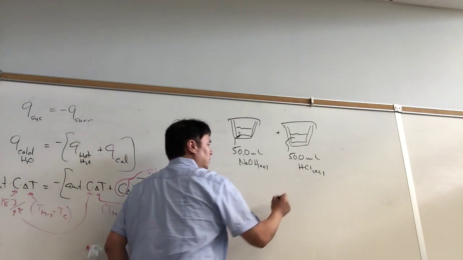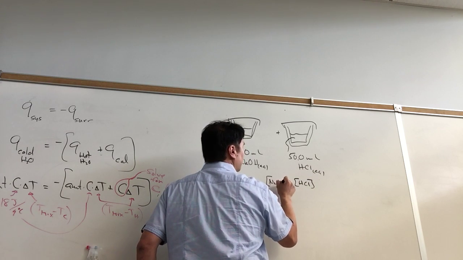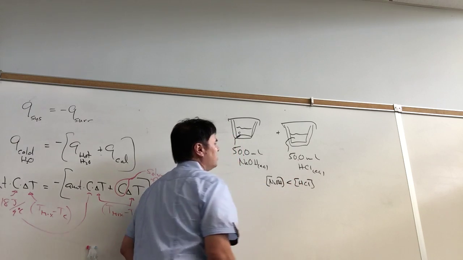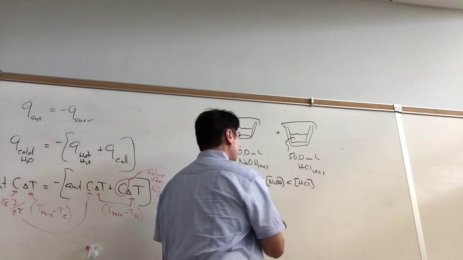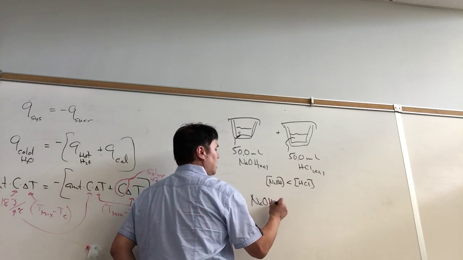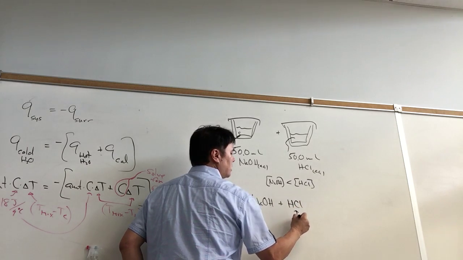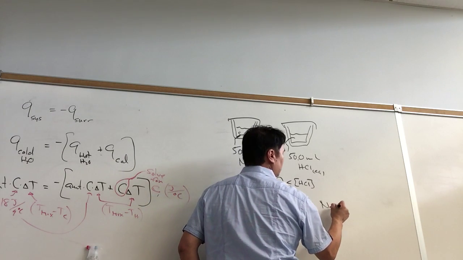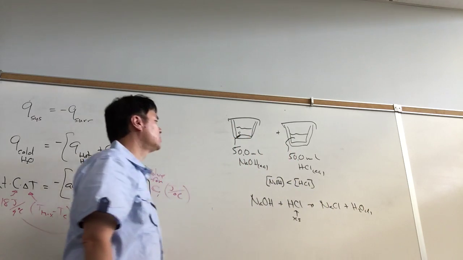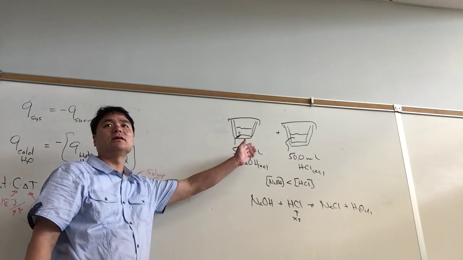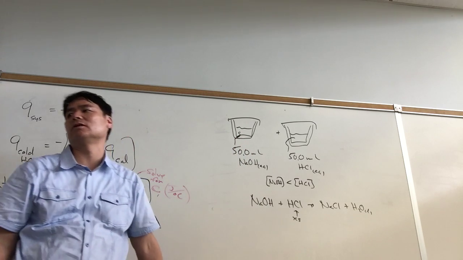And it turns out the molarity of the HCl is greater than the molarity of sodium hydroxide. And since the HCl is a little more concentrated, this is the reaction we're doing. It's going to be sodium hydroxide plus HCl, and it's going to be excess HCl, to yield sodium chloride plus H2O liquid. And so we're going to mix these two solutions together, and we're going to have this acid-base reaction occur, metathesis reaction occur.